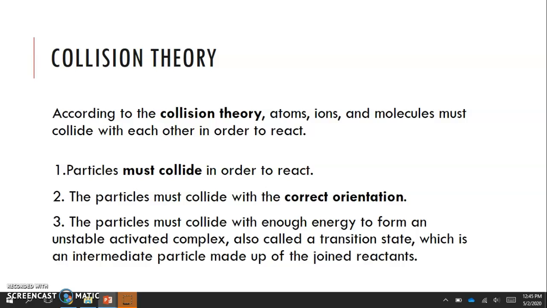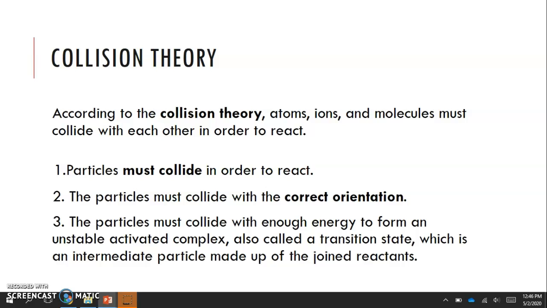Number two, the particles must collide with the correct orientation. So what that means is basically they have to be at the right angle and they have to collide in exactly the right spot in order for the products to be made. And then number three, the particles must collide with enough energy to form an unstable activated complex, also called a transition state, which is an intermediate particle made up of the joined reactants. And we talked about that yesterday in our energy of reaction notes.